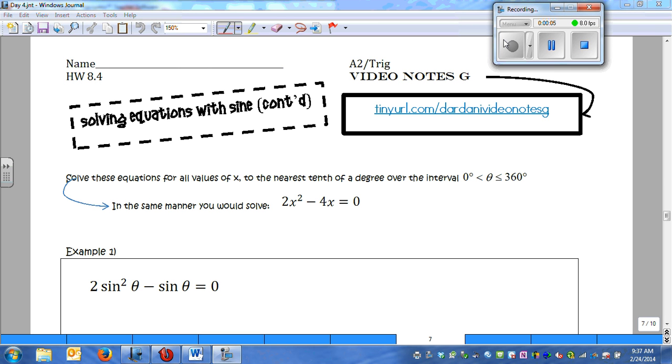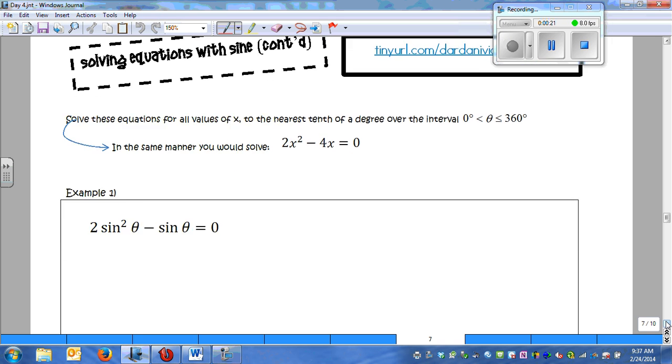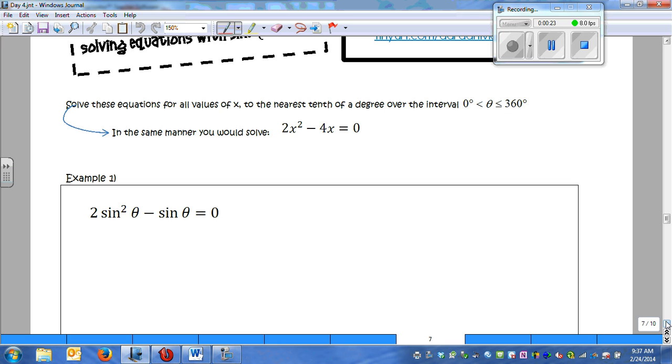I'm going to teach you how to solve some different types of equations that also contain sine. Now, the equations you see today are just going to be slightly different than the ones from yesterday, but it's the same premise. We want to know what angles would satisfy the equation. It's the same kind of thing as if I gave you this equation to solve.